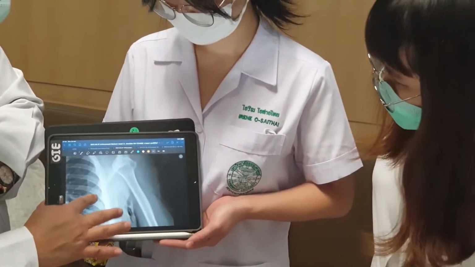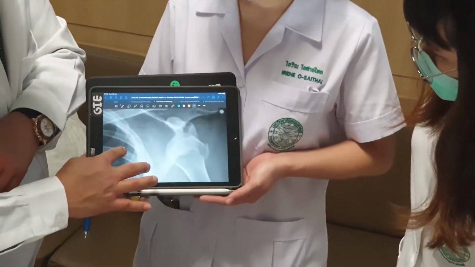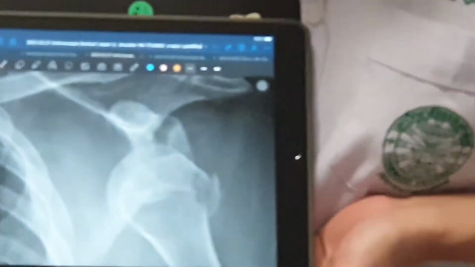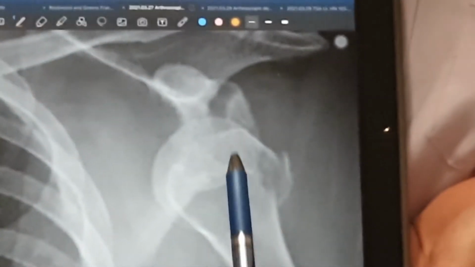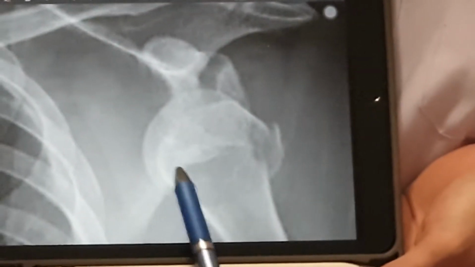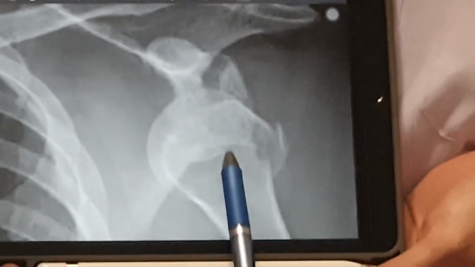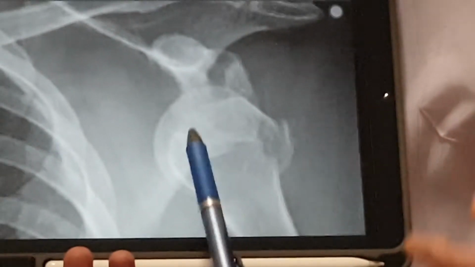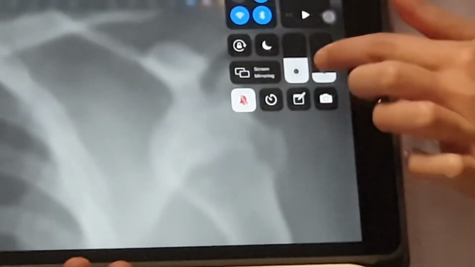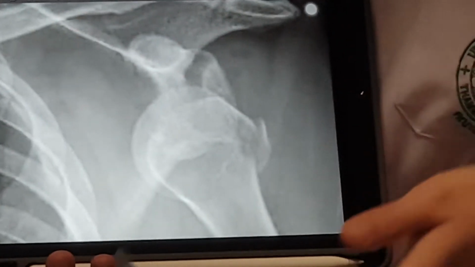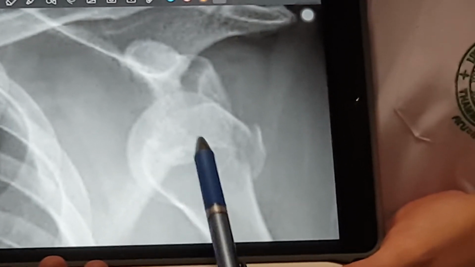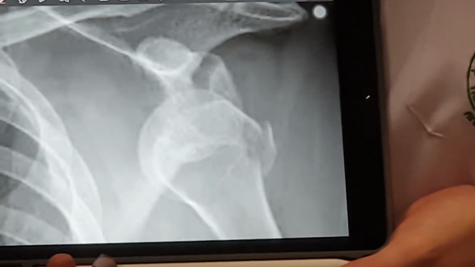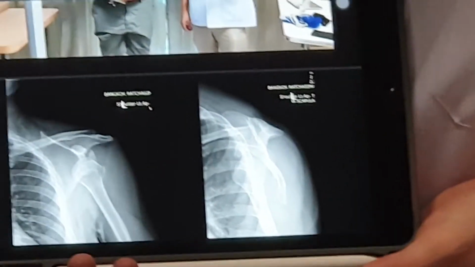But actually, if you look carefully, that is the glenoid, right? Can you see this one? There's something, but it's not clear. It may be a part of the head, or it may be a part of the glenoid. But this is not normal. So what will you do?